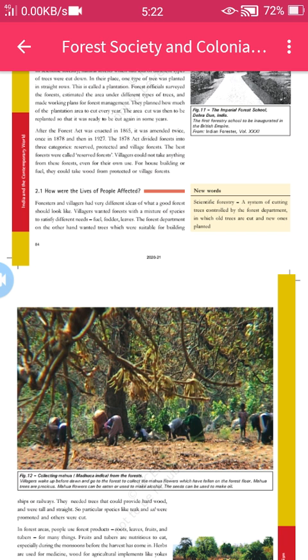It fulfills the needs of village people, and villagers wanted a forest with a mixture of species to satisfy their needs. For example, fodder and leaves. Sometimes they use natural sources available in the forest as medicines also. And fuel.